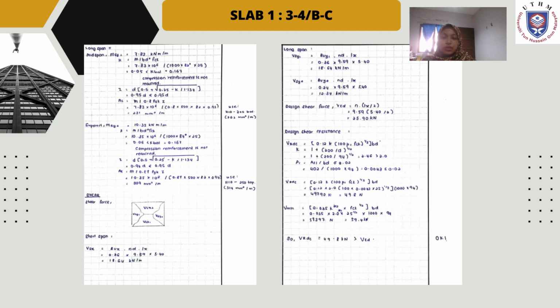So our design shear force, which is VED, is 25.90 kilonewton, and our design shear resistance is 49.8 kilonewton. So our V minimum is 49.4 kilonewton. So our VRDC is acceptable because it's larger than VED.